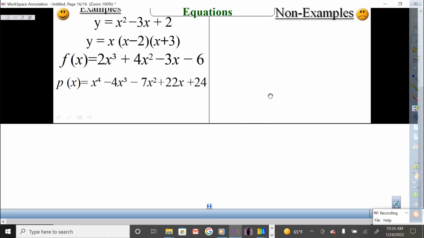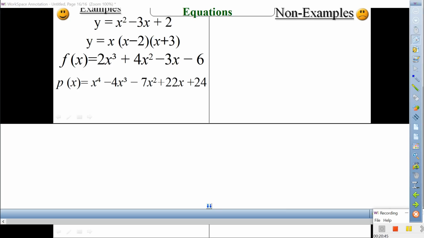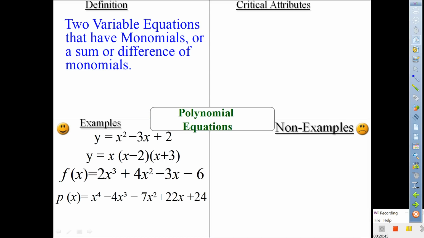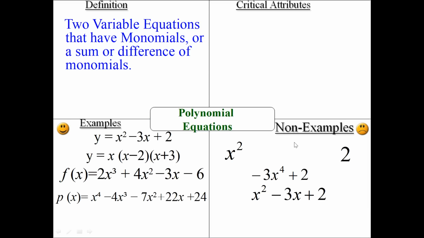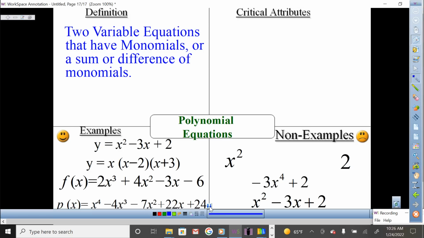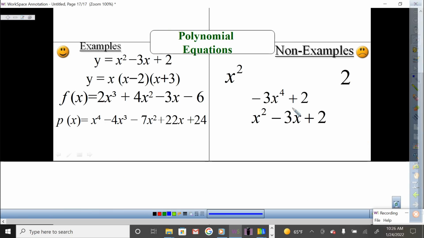Okay. So, now that we know what polynomial equations look like, let's find out what are not polynomial equations. Here you go. I see an x squared. I see a 2. Negative 3x to the fourth plus 2. x squared minus 3x plus 2. Now, hopefully, it's obvious why all of those are not polynomial equations. Talk it over with your neighbor. Why are those all not polynomial equations?